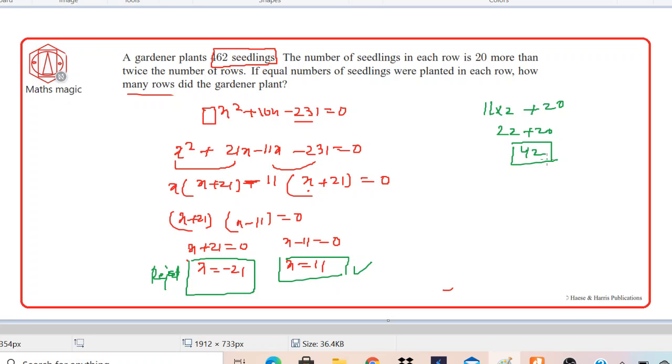Now if you want to find the total number of seedlings, you have to multiply this by 11, and it should be equal to 462 because we have 462 total seedlings. So let's multiply this. It's 42 times 11, and this is correct. So we got this answer verified. Whatever we have done so far, it's all correct.